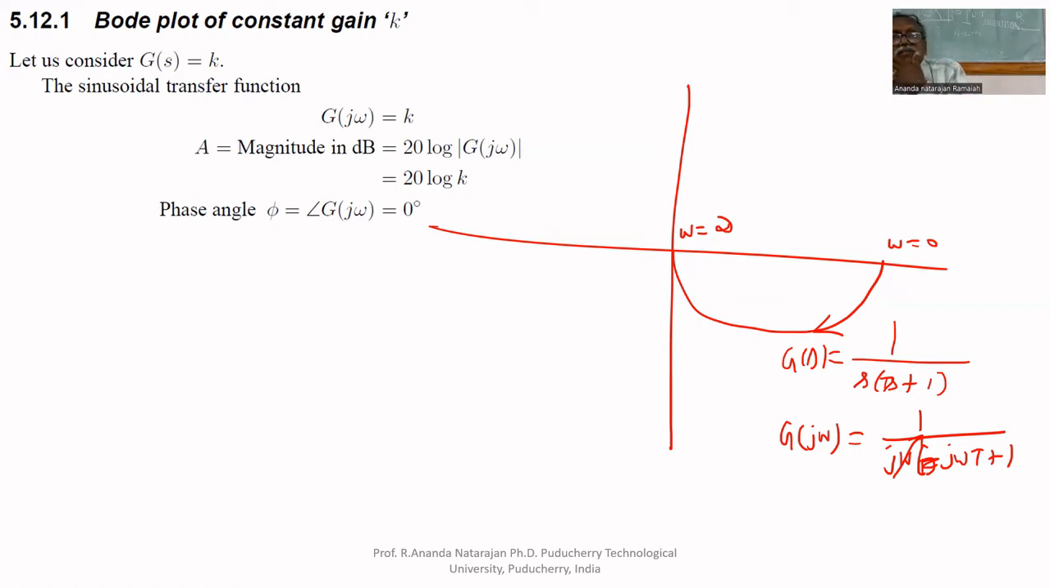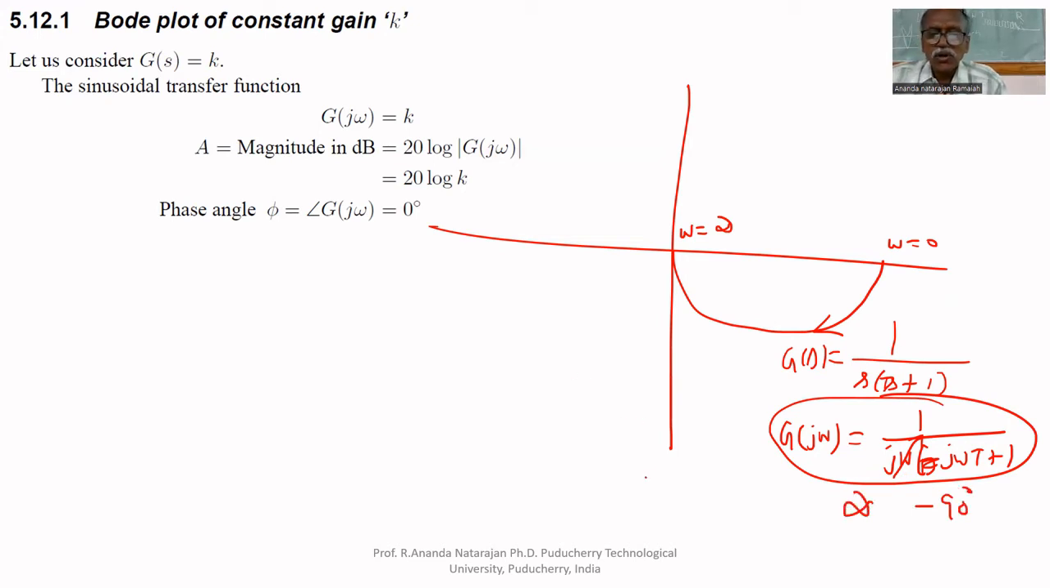If you substitute omega equal to 0, what will you get? 1 by 0, infinity. Magnitude will be infinity, and angle will be minus 90 degree. We will see all those things later. So, for type 1, second order, what is the type number? Type 1 second order polar plot means it comes from here and it will be like this.